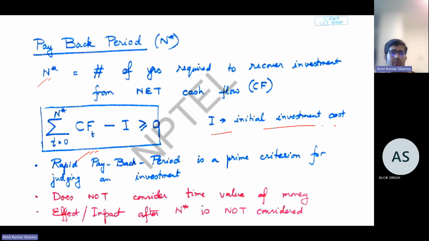So that's the point. The payback period should be a judging criterion, and it should be rapid. It should be very low. But the negative point of this is that it does not consider the time value of money. So this affects the actual value.